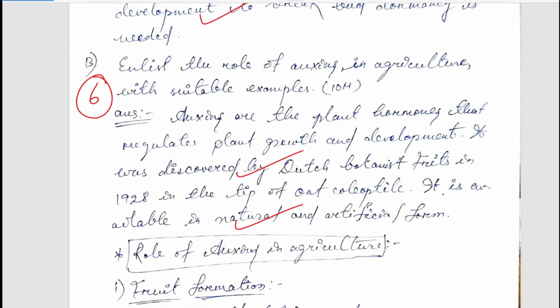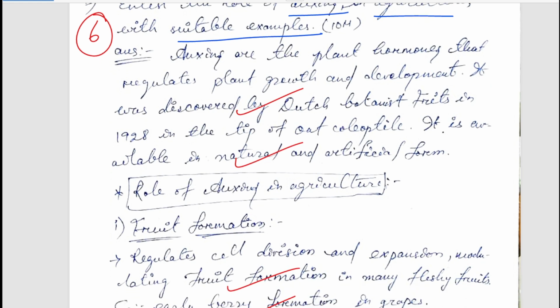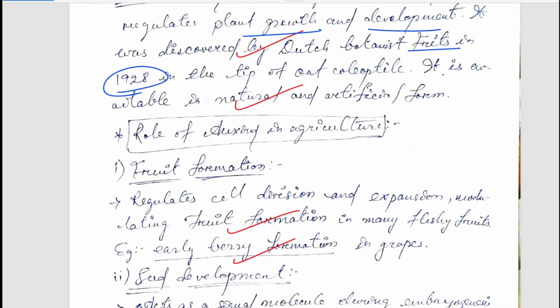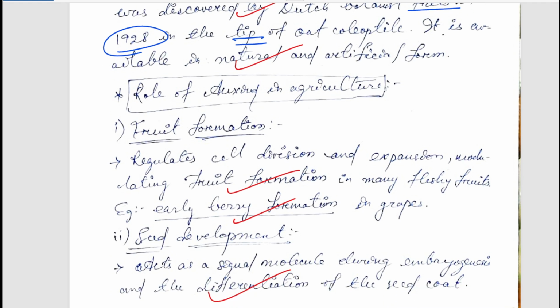The next question is, enlist the role of auxins in agriculture with suitable examples. So auxins are those plant hormones that regulate plant growth and development. It was discovered by Dutch botanist Fries in 1928. So this was about auxin. It was first found in the oat tip, that has been mentioned.